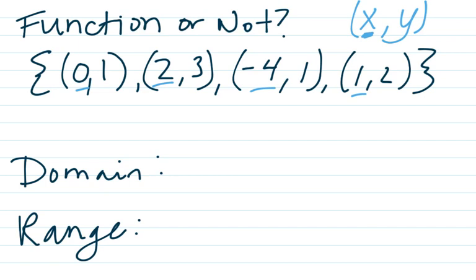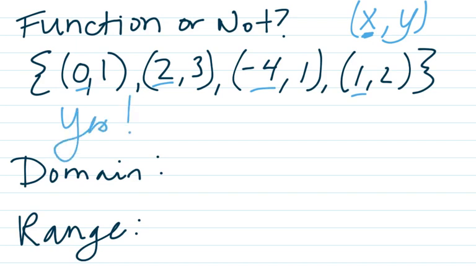Now, a repeat would be okay if the repeat was the exact same ordered pair. But if we had 0, 1, and then later we had again in here 0, 1, that's okay. That's the same coordinate. However, if we had 0, 1, and then later on in our list we had 0, 7, that would imply not a function. But as it was written as our first example, yes, this is a function.